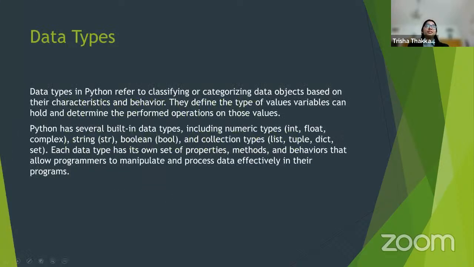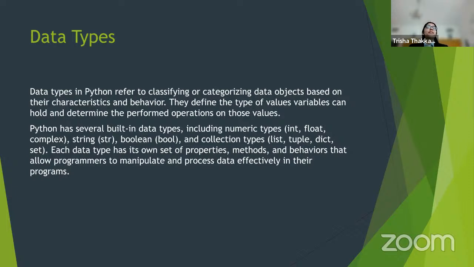So, what are data types? Data types in Python refer to classifying or categorizing data objects based on their characteristics and behavior. They define the type of values that variables can hold, and they determine the operations performed on those values.